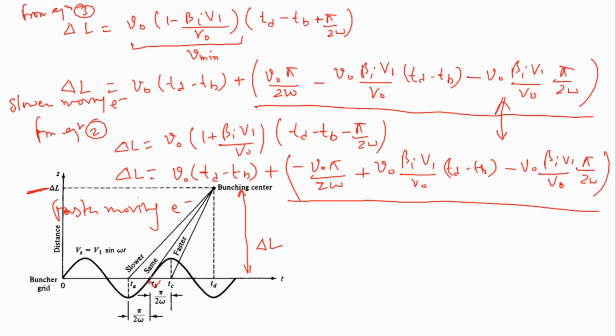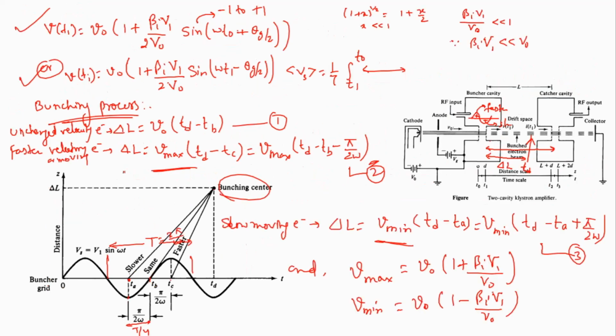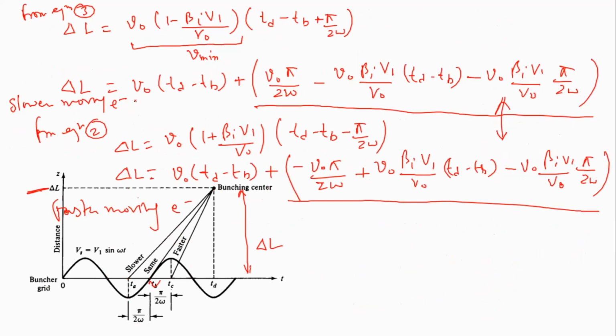So we have seen the unchanged velocity moving electron. So this delta L is nothing but V0 into Td minus Tb. Here this is nothing but delta L for the unchanged velocity moving electron. That means this term should be equated with a 0, and this term is also equated with a 0. If you equate this term with a 0, this is also 0, because this is multiplied with a minus sign.